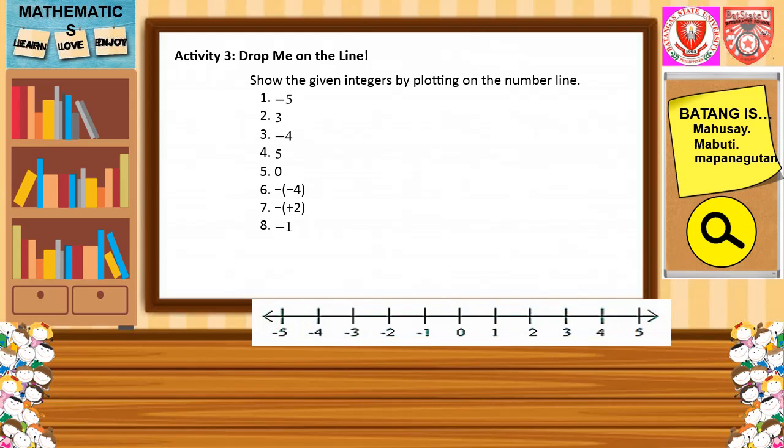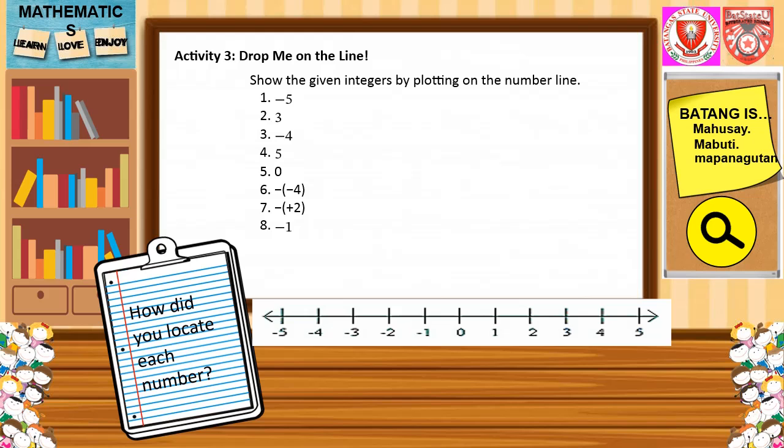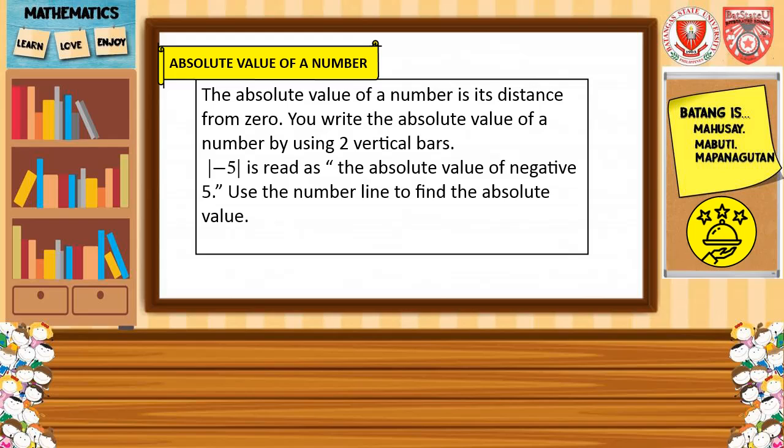Activity 3. Drop me on the line. Show the given integers by plotting them on the number line. How did you locate each number? The absolute value of a number. The absolute value of a number is its distance from 0. You write the absolute value of a number by using two vertical bars. Example: we have the absolute value of -5.